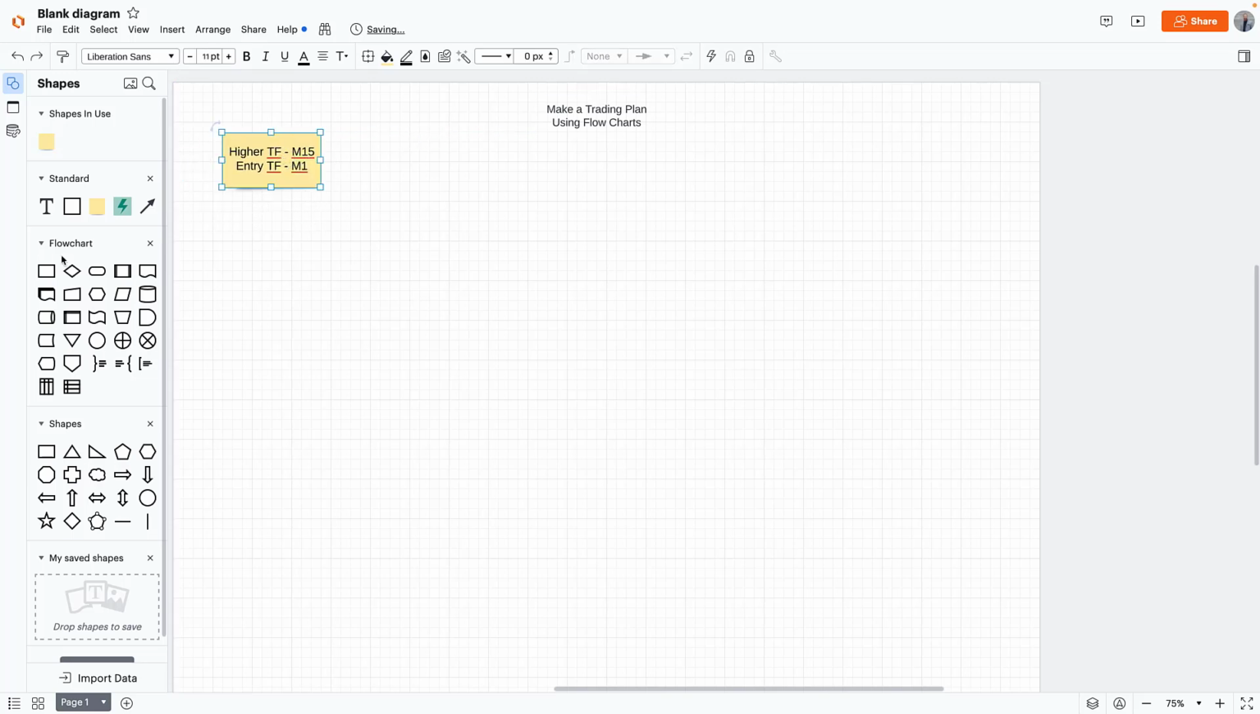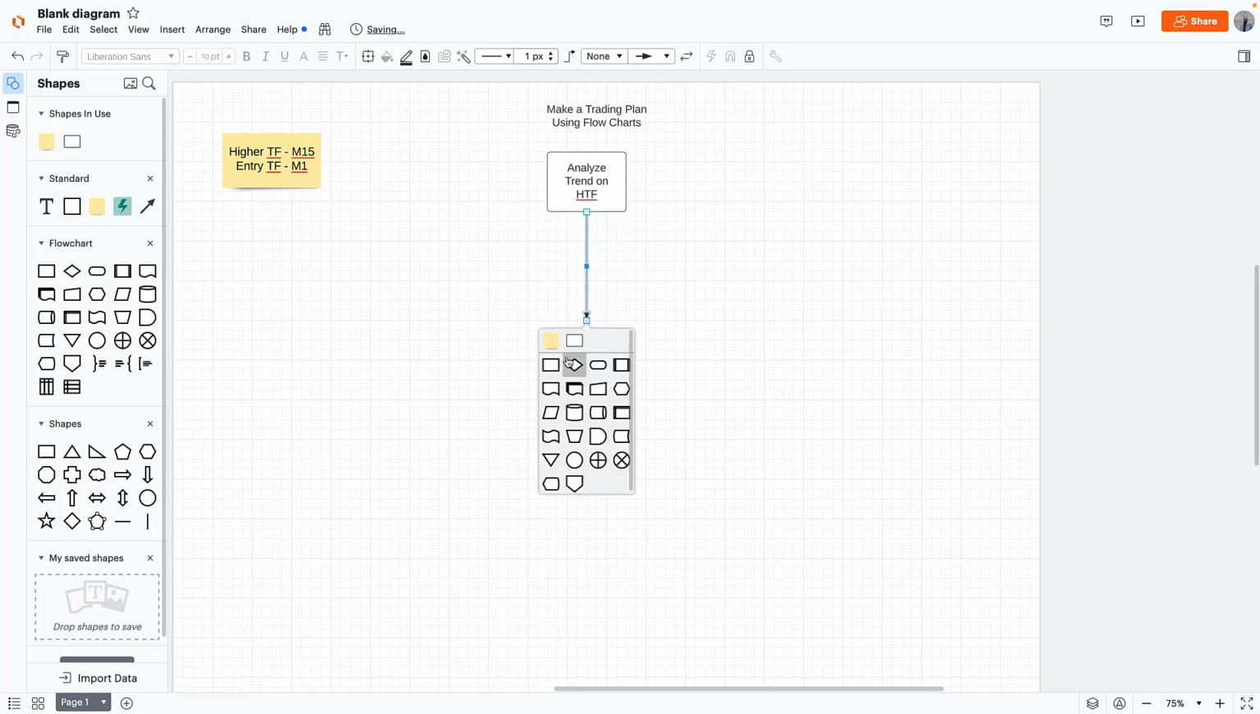All right, cool. So first things first is the first process. What we're going to do: analyze trend on higher time frame. And so then it's going to follow into the next action. So we just draw a line. And then here, we've got to make a decision. How is the market trending? All right, so now we have a decision to make.